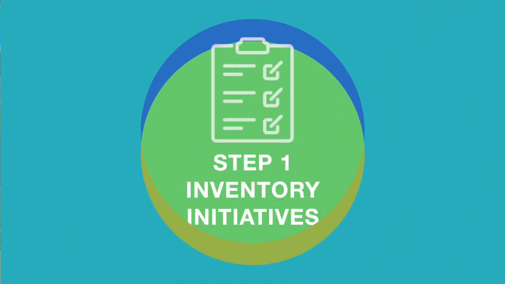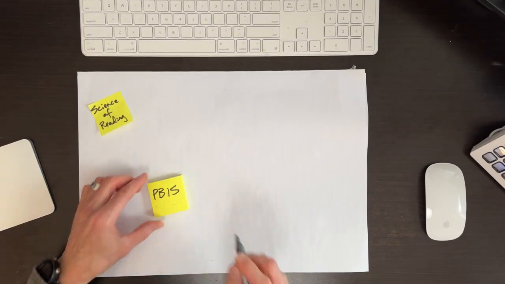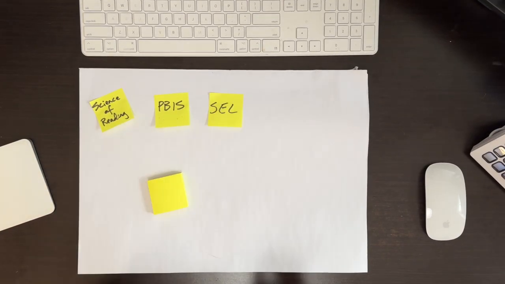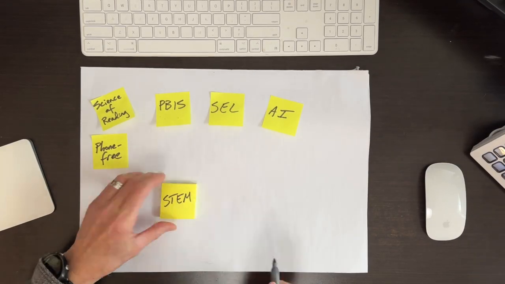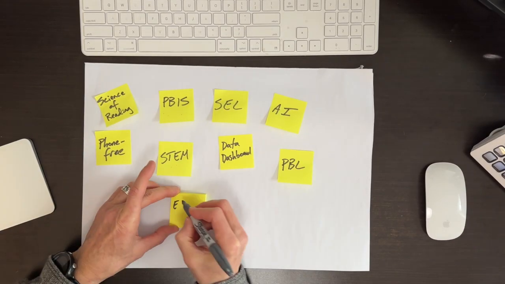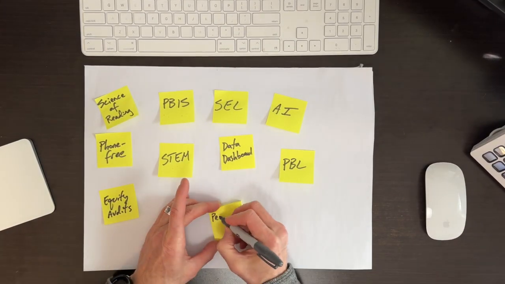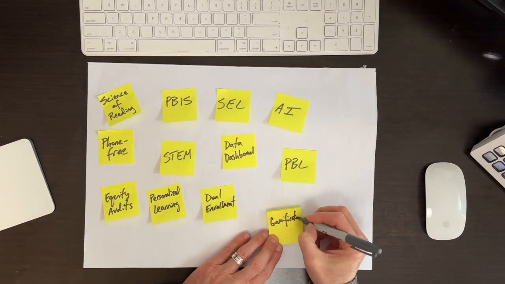Step 1. Inventory current initiatives. Your admin team lists every current initiative, every program, framework, protocol you're requiring teachers to actively implement. Not just this year's additions, everything they're supposed to be doing. The typical result? Maybe 10 to 15 active initiatives. You see the list and realize, no wonder they're exhausted.